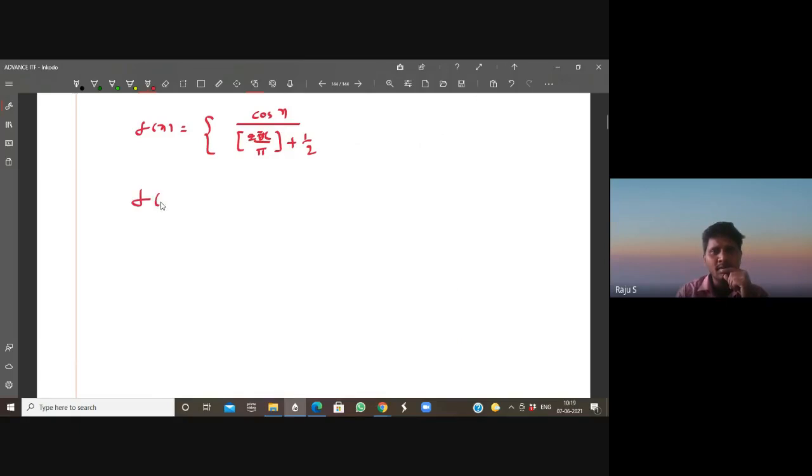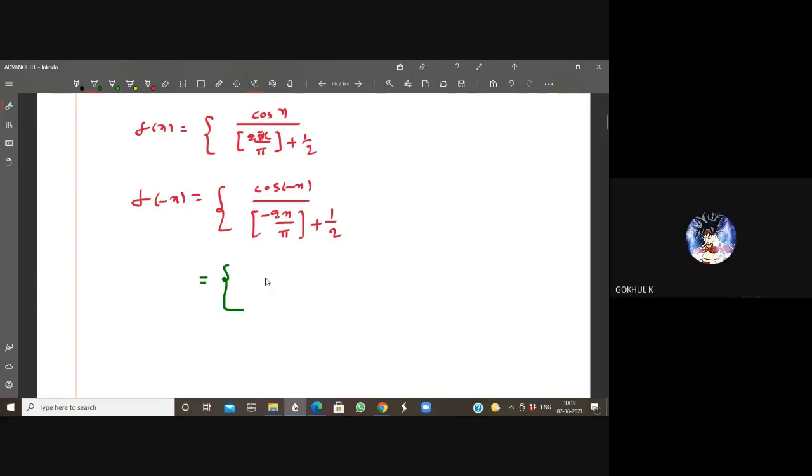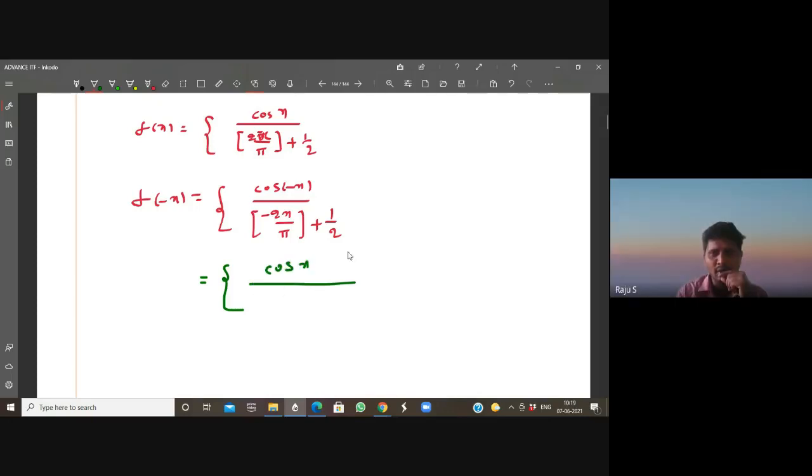Simple. Again, replace x by minus x: cos of minus x by the greatest integer of minus 2x by pi plus 1 by 2. Since we know that cos of minus theta is cos theta, the numerator is cos x. And clearly they mention x is not an integer multiple of pi, so it is not an integer. Let us consider it is rational.